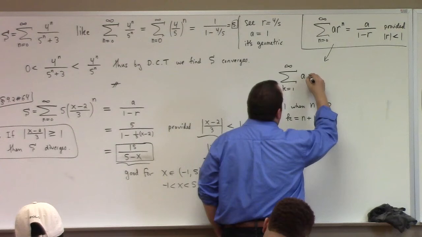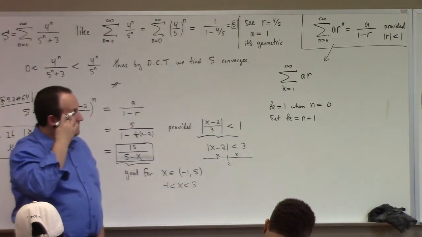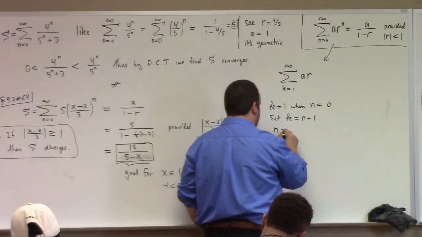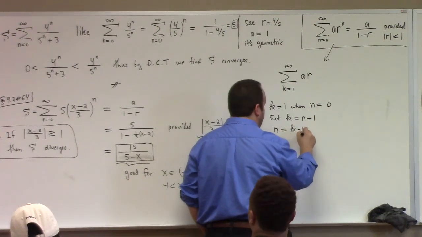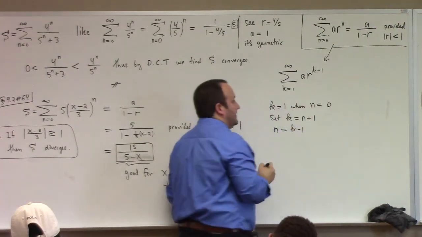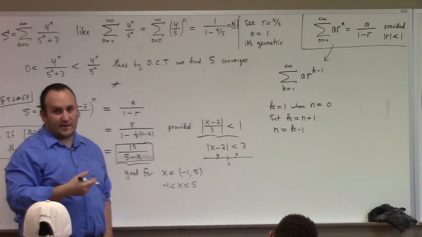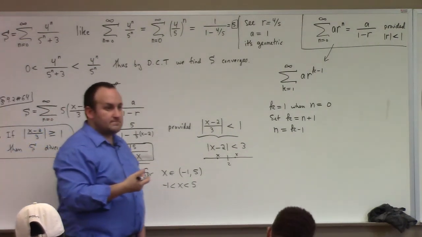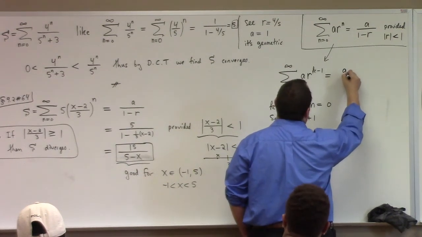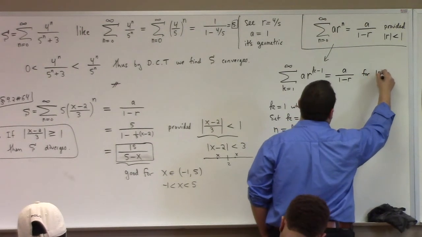So I've got a, r to the what? I got to trade out that n for k. N is equal to k minus 1, see? And there you have it. This is the geometric series formula starting at 1: a r to the k minus 1. Again, it still converges to a over 1 minus r for values of r less than 1.